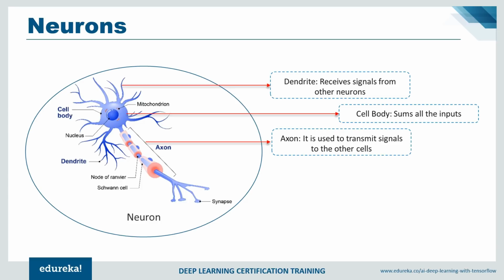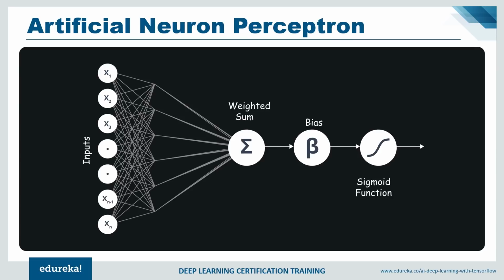Now the question arises, how does deep learning mimic the functionality of a brain? Well, deep learning uses the concept of artificial neurons that function in a similar manner as the biological neurons present in our brain. Therefore, we can say that deep learning is a subfield of machine learning concerned with algorithms inspired by the structure and function of the brain called artificial neural networks.